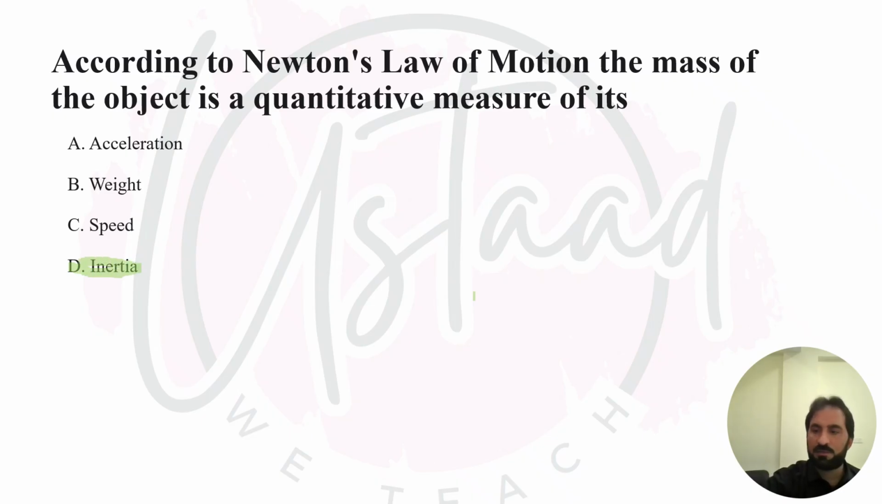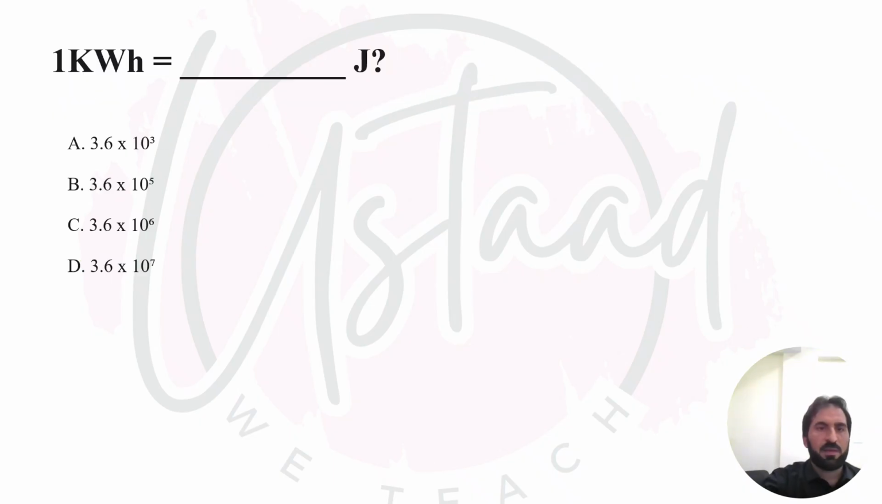Next MCQ: 1 kilowatt hour is equal to A 3.6 into 10 raised to power 3, B 3.6 into 10 raised to power 5, C 3.6 into 10 raised to power 6, and D 3.6 into 10 raised to power 7. The correct option is option C, that is 3.6 into 10 raised to power 6 joule.